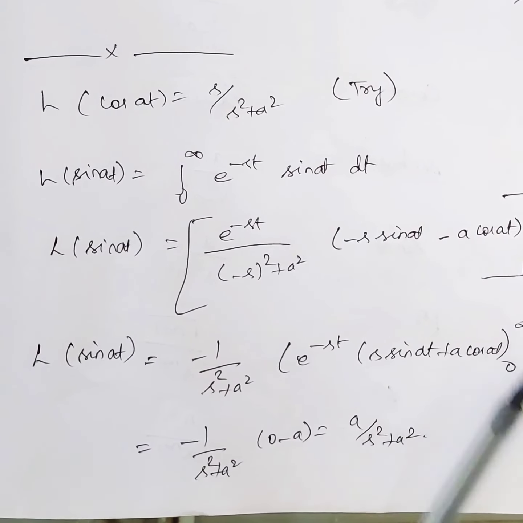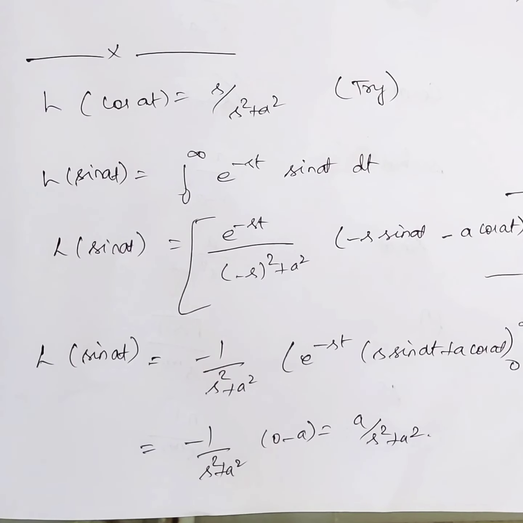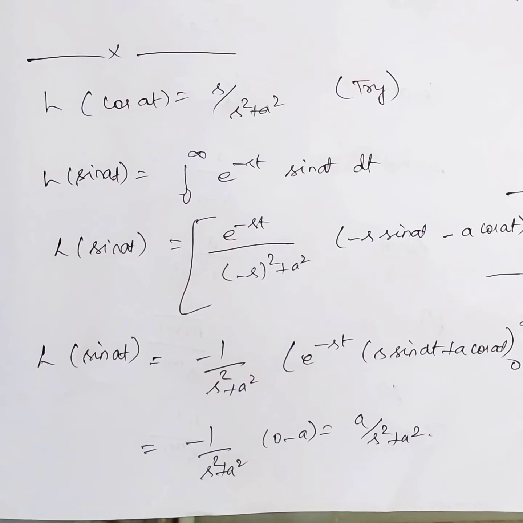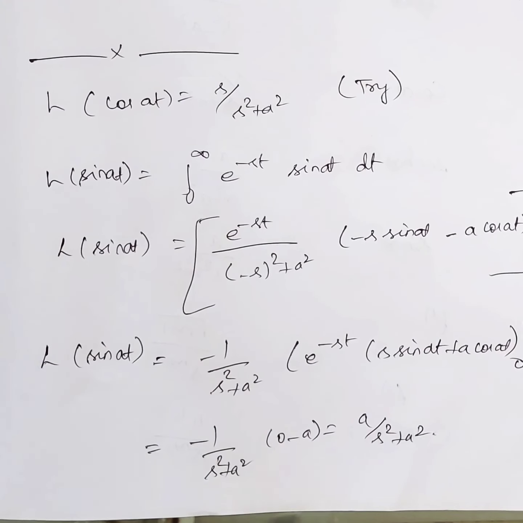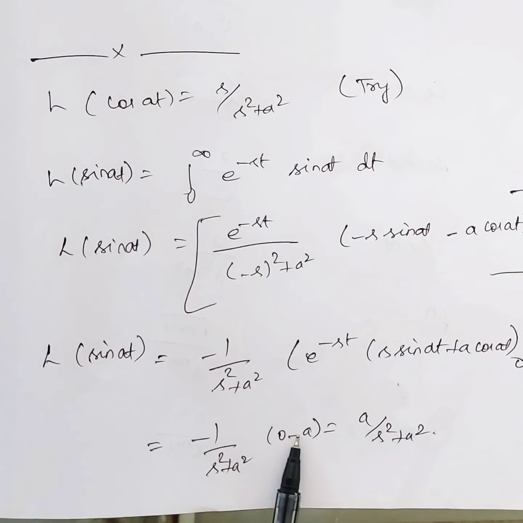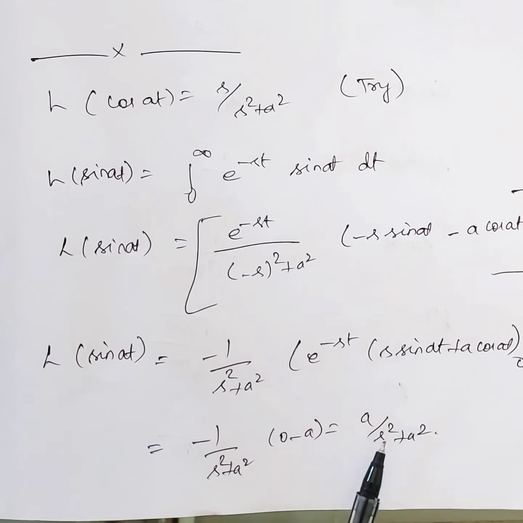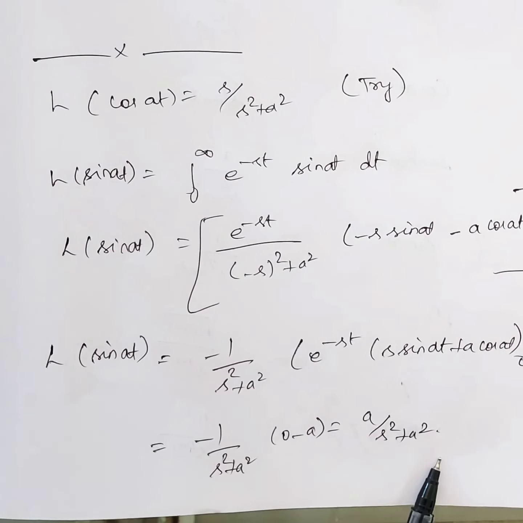And then we are going to apply the limit, that is integral 0 to infinity. So e power minus infinity is 0 and e power 0 is 1, and here sin 0 is 0 and cos 0 is 1. So I got this minus a inside and already one more minus is there outside. So I got a by s square plus a square.